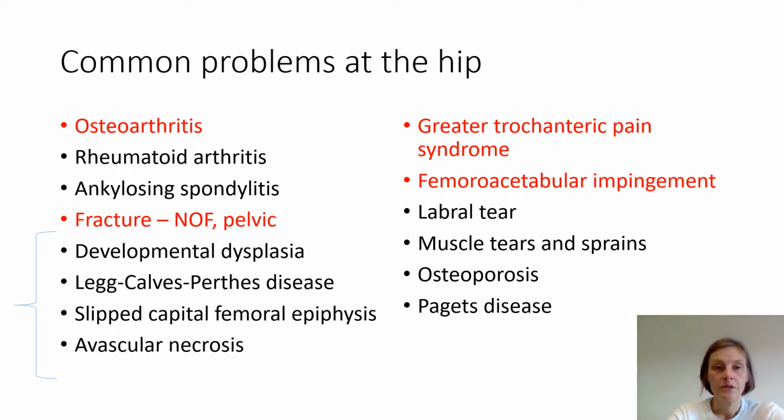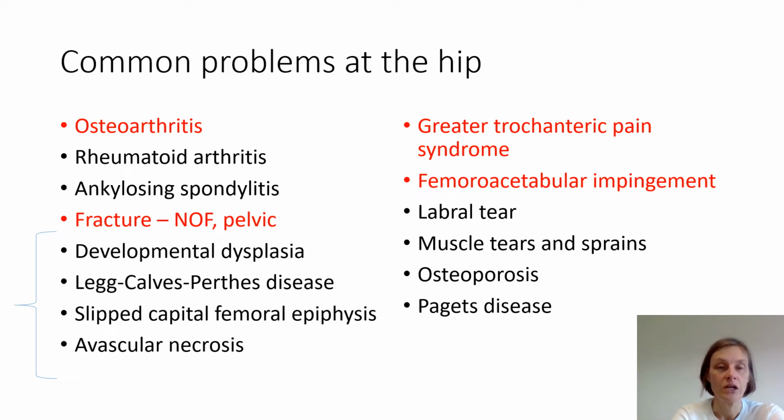Some of the common problems that you might see at the hip are listed here. We're not going to cover every single one of them because some of them come under the more general arthropathies, but we're particularly going to focus on osteoarthritis, fractures, hip fractures, particularly fractured neck of femur. We're going to look at Perthes disease, which is also sometimes known as Legg-Calvé-Perthes disease. We're going to look at greater trochanteric pain syndrome and femoroacetabular impingement syndrome.